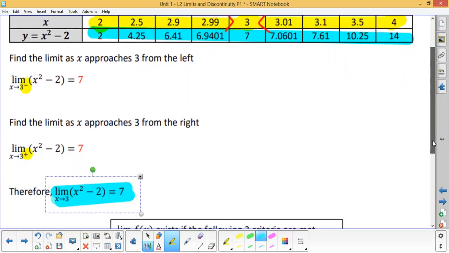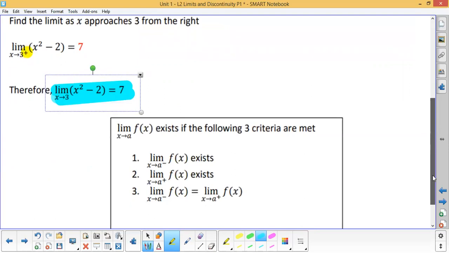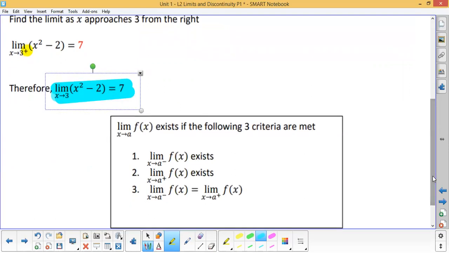So this brings us through the important information that the limit of the function only exists if the following 3 criteria are met. First of all, the limit of the function as we approach from the left exists. The limit of the function as we approach a bound from the right exists. And both of those limits have to be equal.